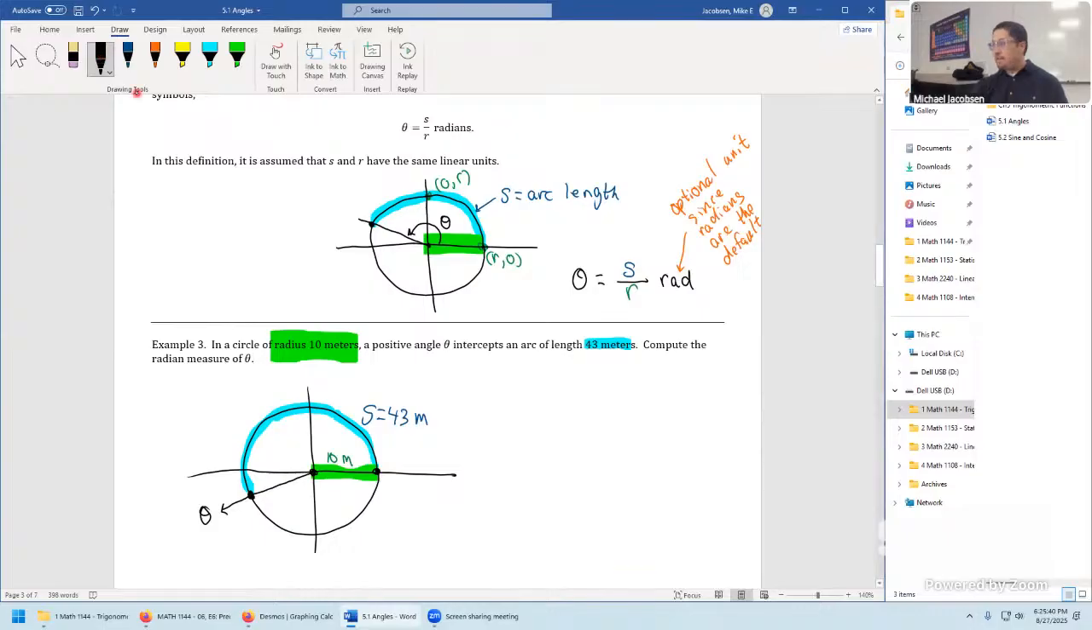What's not known yet about this diagram is, what is theta? I drew it counterclockwise since we're told it's positive. And our goal is to find the value of theta in this diagram. Any questions so far? Just building it up. Okay, let's write it out.